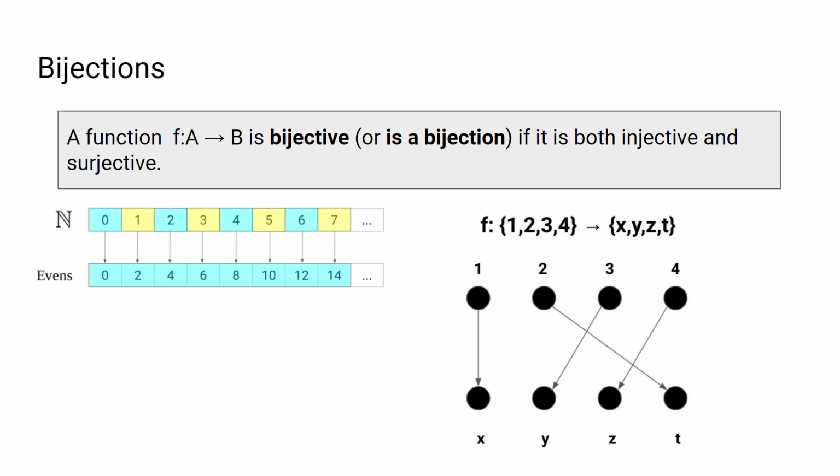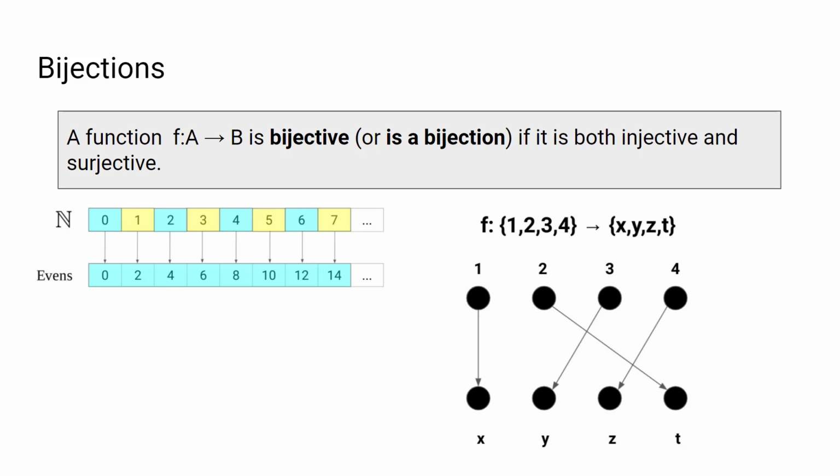But as always, let's look at some more examples and non-examples. This mapping from the set 1, 2, 3, 4 to the set x, y, z, t is a valid function. Every input has an output, and only one output, not two. And it's surjective because every point in the codomain has something in the domain mapping to it. And it's injective because there are no collisions. As you can see, every pair of distinct points in the domain map to distinct points in the codomain. Since the function is surjective and injective, it's bijective.